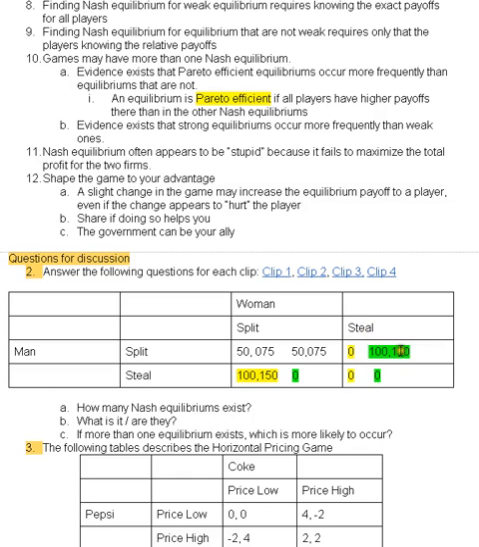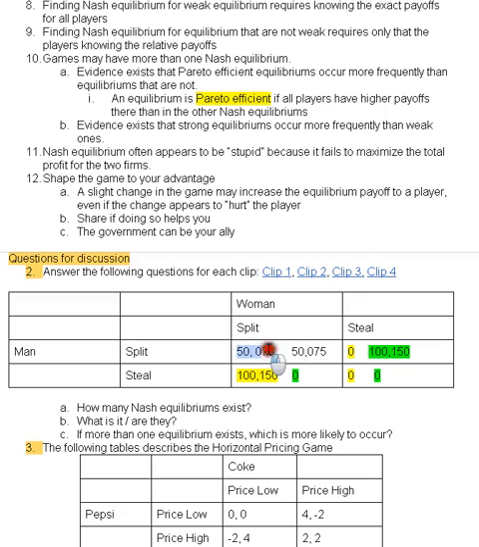However, split steal and steal split are Pareto efficient relative to steal steal. One player receives a higher payoff in the two Pareto efficient equilibria than they do in steal steal. For example, if we go from steal steal to split steal, the woman's payoff increases and the man's payoff doesn't change at all. So split steal is Pareto efficient relative to steal steal.